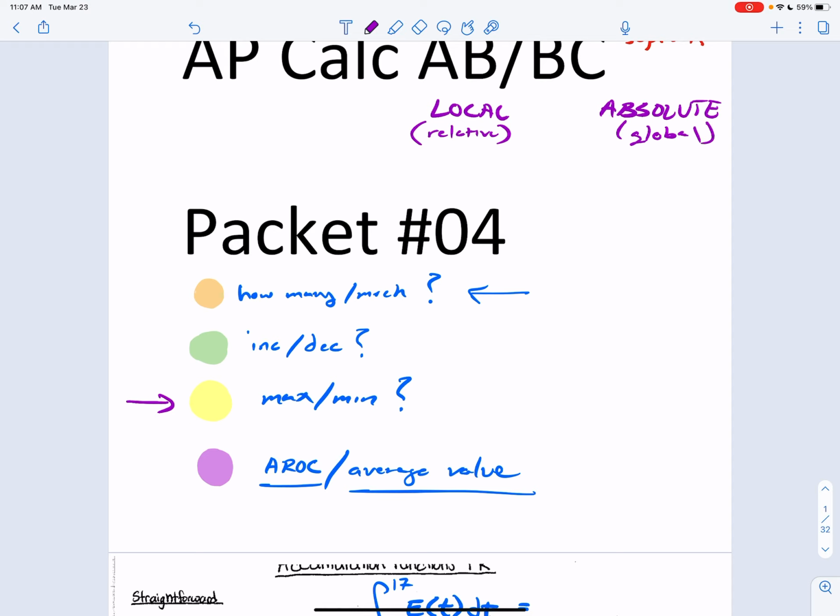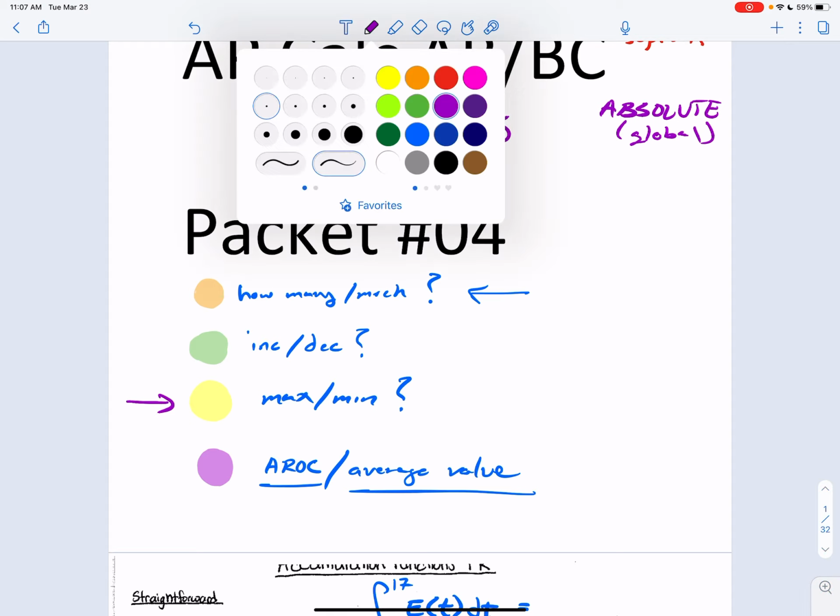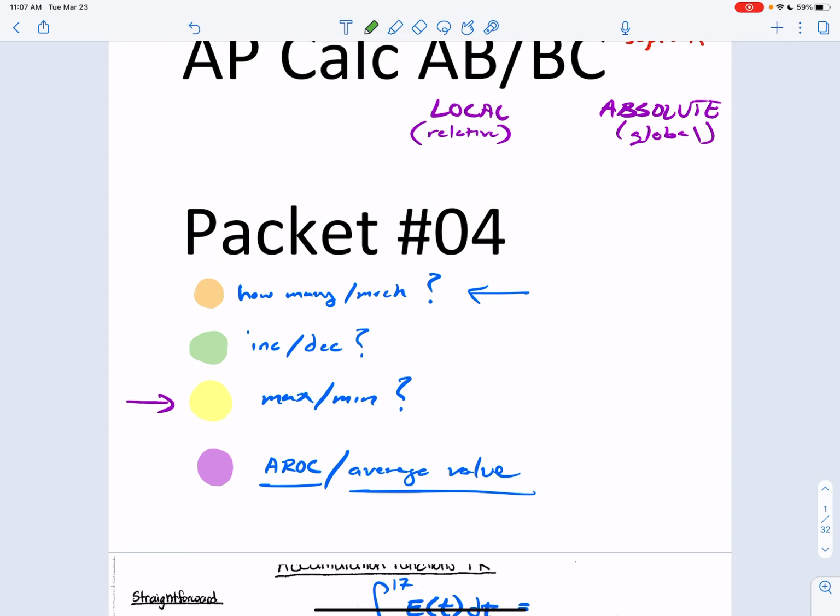So remember, absolute extremas could occur at the endpoints or somewhere in between. Local extremas only occur in between there. So just a quick refresher here. If you want to show whether there's a local max or min, you bust out a sign chart, which I'll show you in one of these problems.